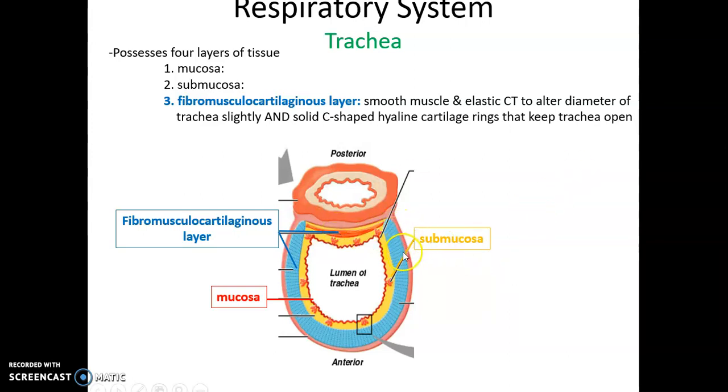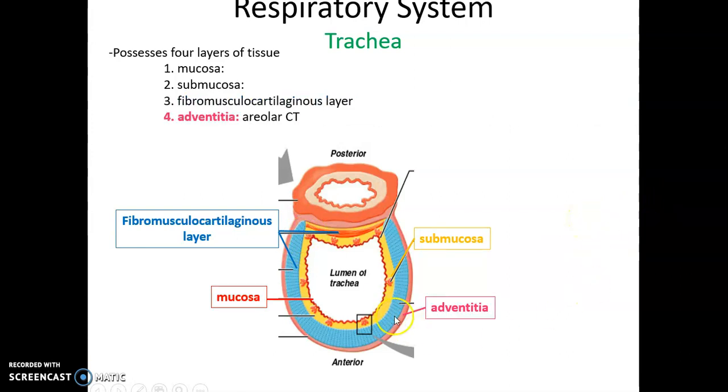And then this larger C-shaped piece of hyaline cartilage that helps keep the trachea open at all times. So again, fibromusculo referring to the muscular portion, cartilaginous referring to the cartilaginous ring that makes up this layer.